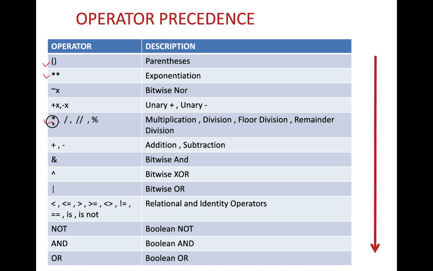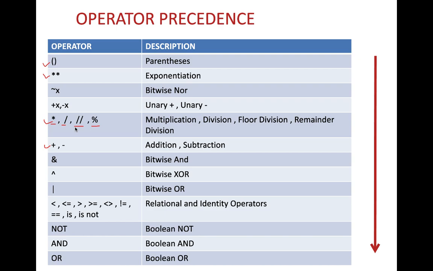Next, this particular line is important: the arithmetic operators multiplication, division, floor division and remainder division all have the same priority. And next is this line. These 4 lines are the most important, others are rarely asked. Now what to do if you have more than one operator of the same priority in the same expression? You will traverse the expression from the left, and while traversing from the left, whichever operator comes first, you will do the job of that one first.